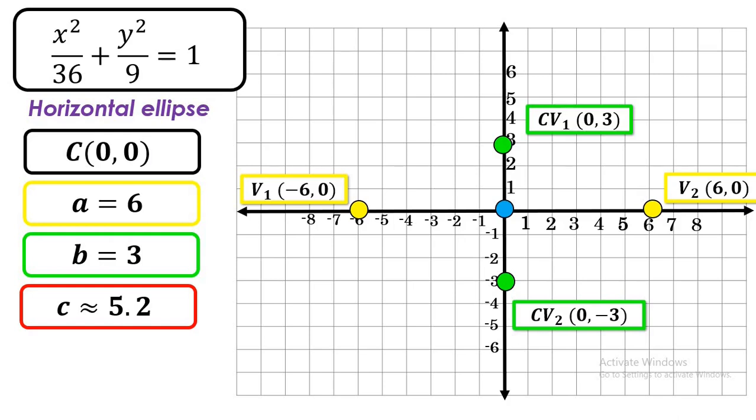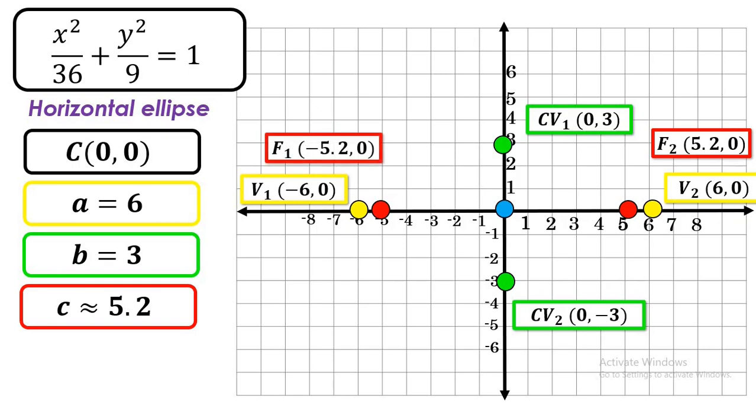Moving on to plot the foci, we follow the orientation of the ellipse, which is horizontal. So we plot the foci to the left and to the right. How many units? 5.2 units. Since this is a decimal, it will just be a mere approximation. So from the center, 5.2 units to the right, the coordinates of the first focus would be (5.2, 0). Meanwhile, if we move 5.2 units to the left, the coordinates of the second focus would be (-5.2, 0). And lastly, we need to plot the endpoints of the latus rectum.